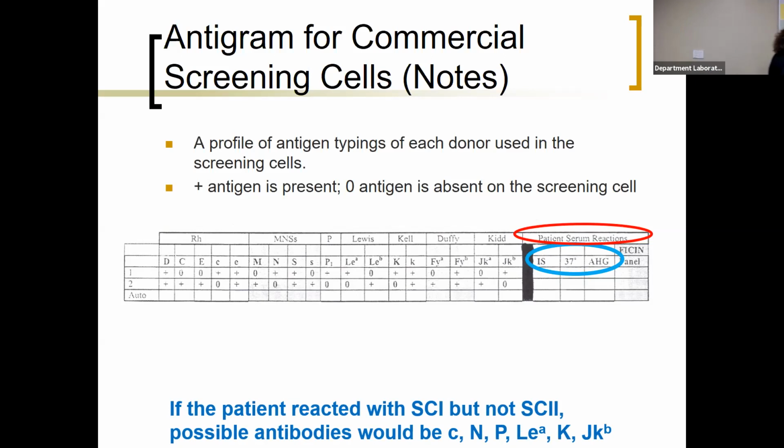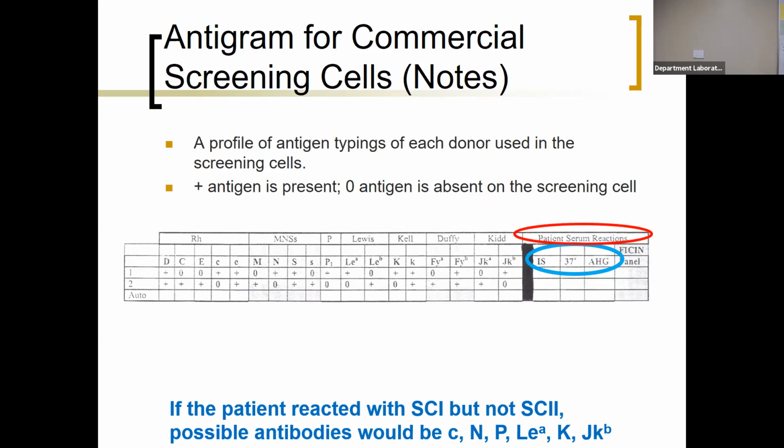So how can you use these antigenic profiles? If you had a reaction in your patient plasma with screening cell 1, but not 2, that means there is an antigen present on screening cell 1 that is not present on screening cell 2. So you're going to look at the antigenic expression of each of these cells and see what's on screening cell 1, but not on screening cell 2. Notice that D is on screening cell 1 and 2. So if the patient had anti-D, we would expect a reaction with both screening cells 1 and 2. Does that make sense to everybody?